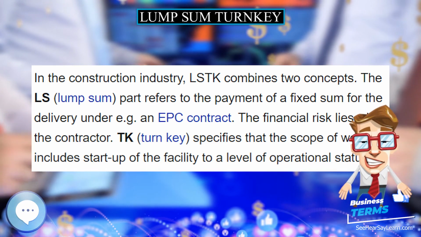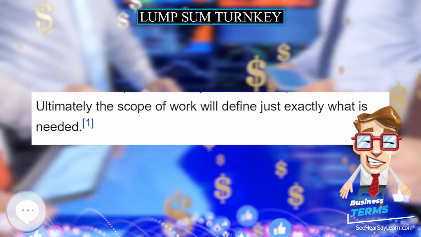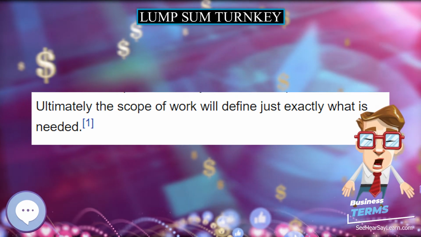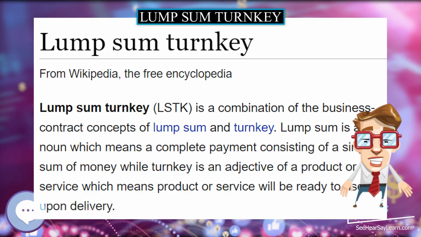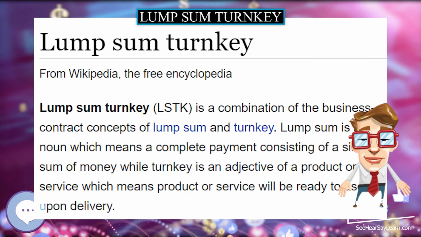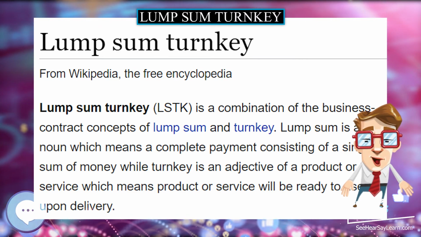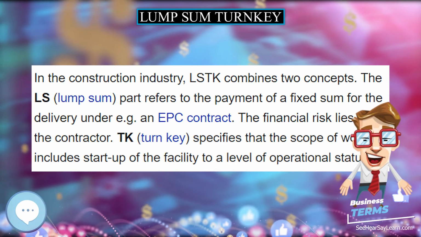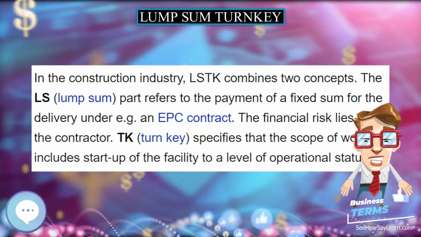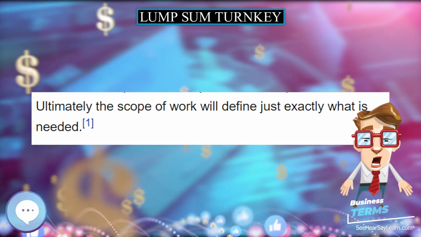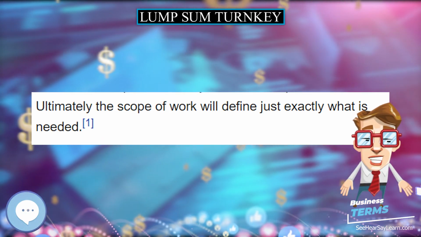Progressive LSTK. Very large projects may be split into phases where a fixed price, lump sum, is agreed at the start of each phase. This reduces the overall project risk taken on by the contractor at the start of the project, and increases flexibility on the part of the project owner to adapt the project to changing circumstances.